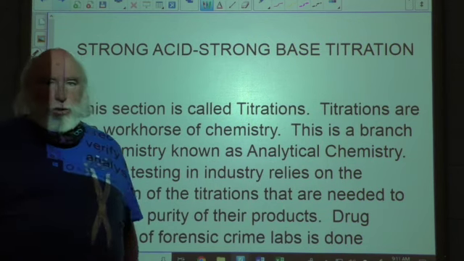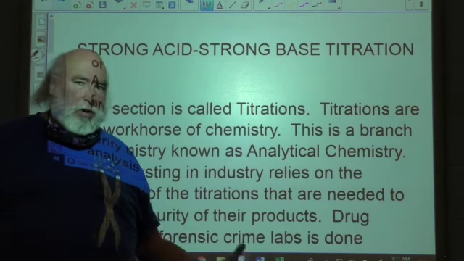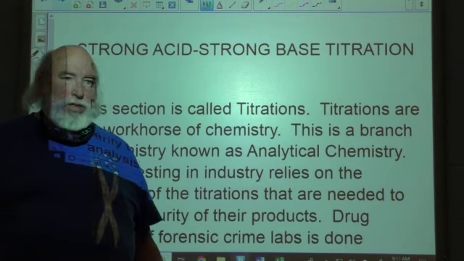All right, we're getting into a new chapter that deals with the acids and bases we talked about in the previous chapter. Only this is a much more practical application for it all. And we call this section titrations. Now, titration is an analysis. I put a video on there that shows an example of an acid-base titration.